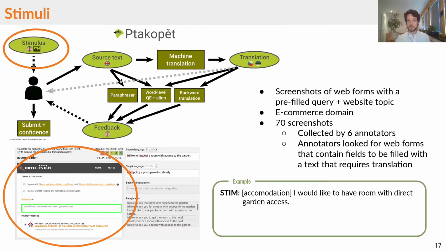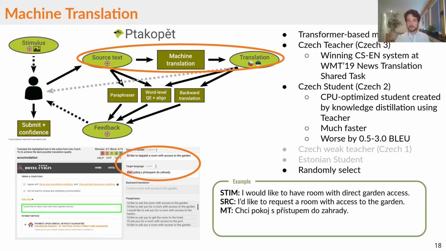The progression is as follows. The stimulus, "I would like to have a room with direct garden access," is shown to the user. They then rephrase the stimulus query and have it translated. The rephrased version is, "I'd like to request a room with access to the garden." It bears roughly the same meaning. The input gets translated into Czech. All the MT models are transformer-based. The best one, Czech teacher, is the current state of the art. From this, a student model was distilled and optimized on CPU performance. In comparison to its teacher, the qualitative performance is worse, but with much higher speed. For brevity, the other two MT systems are described in full in the paper.